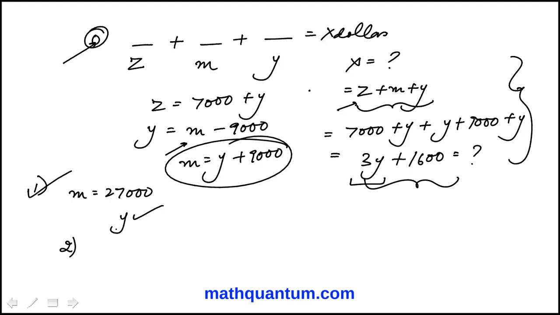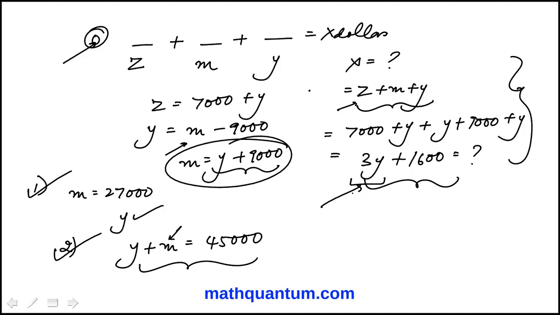Statement 2 is the youngest child and the middle child together: Y plus M is 45,000. And again, we have M in terms of Y, so this would be an equation that will give me Y, and therefore I would also know what this is equal to. So each statement alone is sufficient. The answer is D.